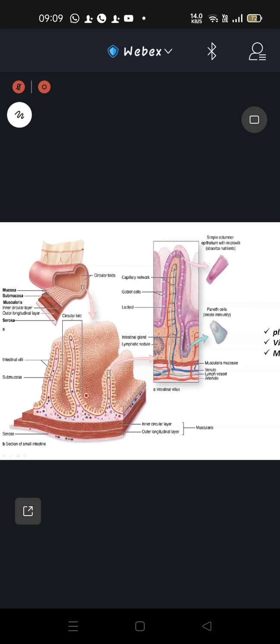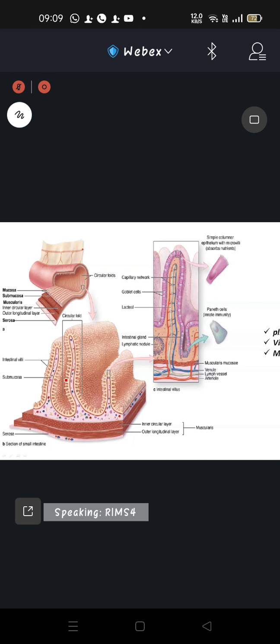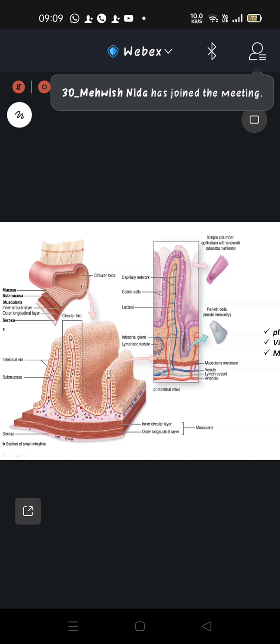This is more prominent in the jejunum, having the fold of the mucosa and submucosa forming its core. So it increases the surface area by 3 folds.